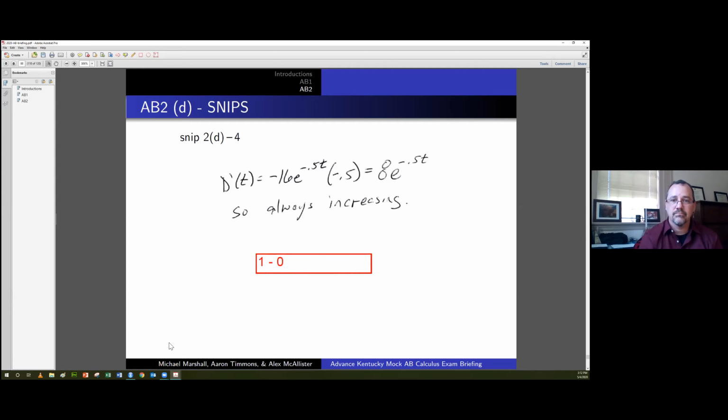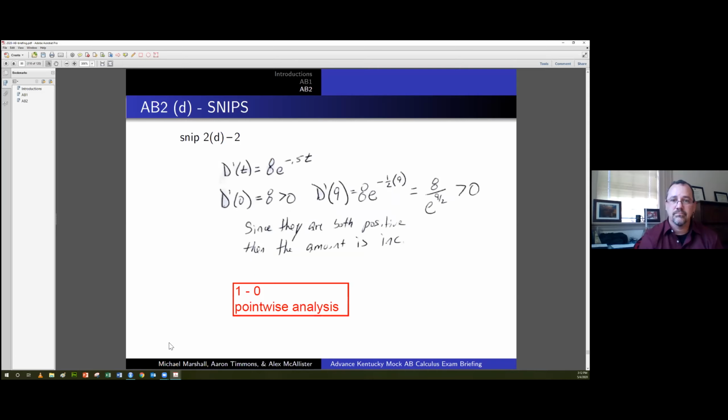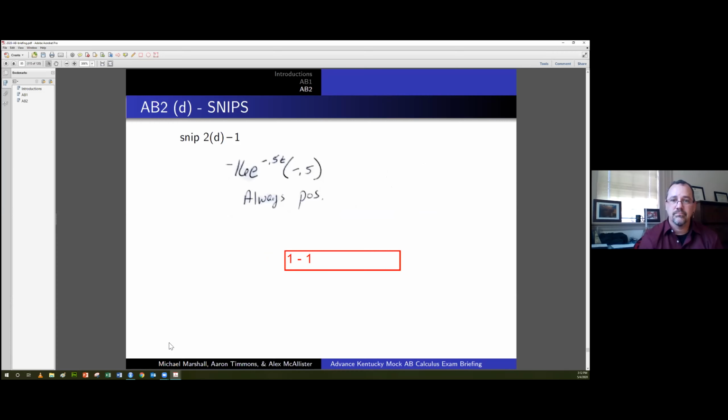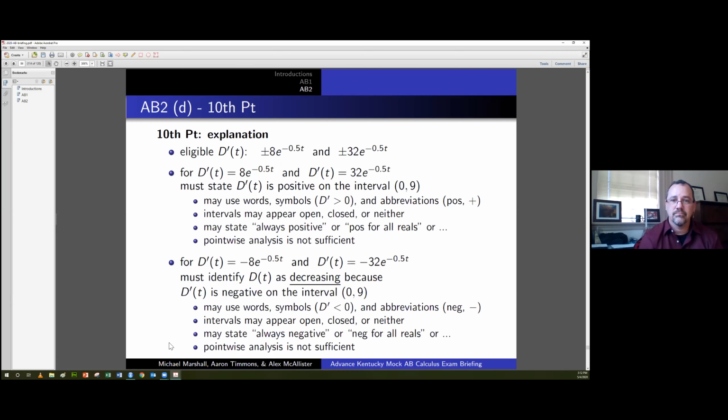All right, Aaron, any questions on those? Only one that I think back on your first snip, or it might have been in the eligibility points. If they had for D prime negative 32 e to the negative 0.5t, does that count as one or two mistakes? Say again. Is the one there on the screen, negative 32 e to the negative 0.5t, would that be two mistakes or just one? That would not, the negative 32, go ahead, Alex.